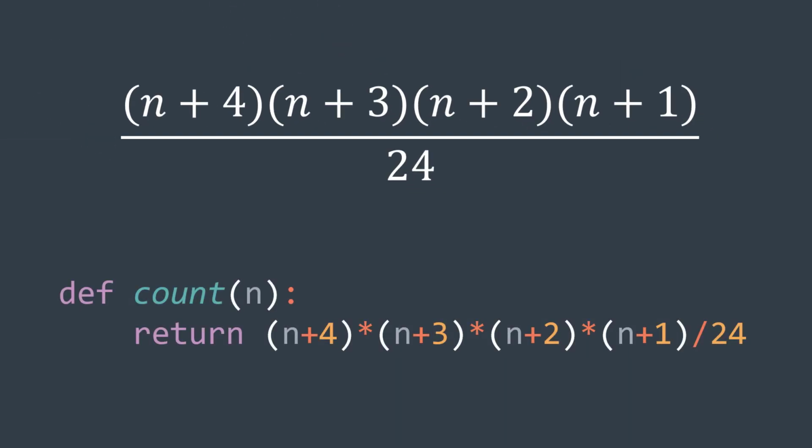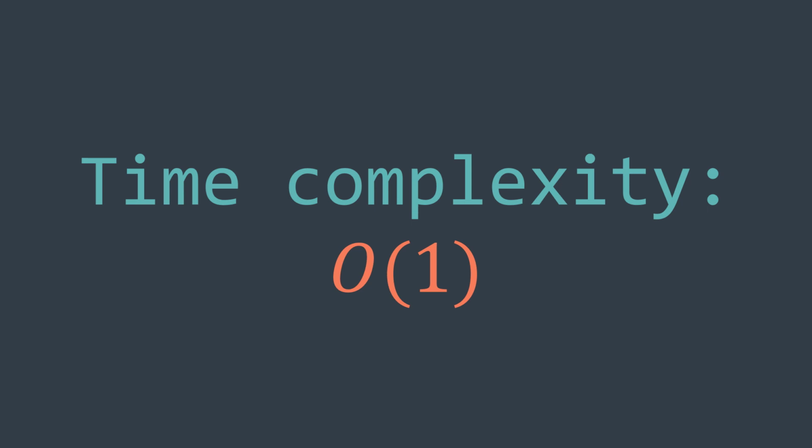So in code, we just return (n+4) times (n+3) times (n+2) times (n+1) divided by 24. And if we assume that multiplication and division have an O(1) time complexity, then the solution has an O(1) time complexity thanks to mathematics.